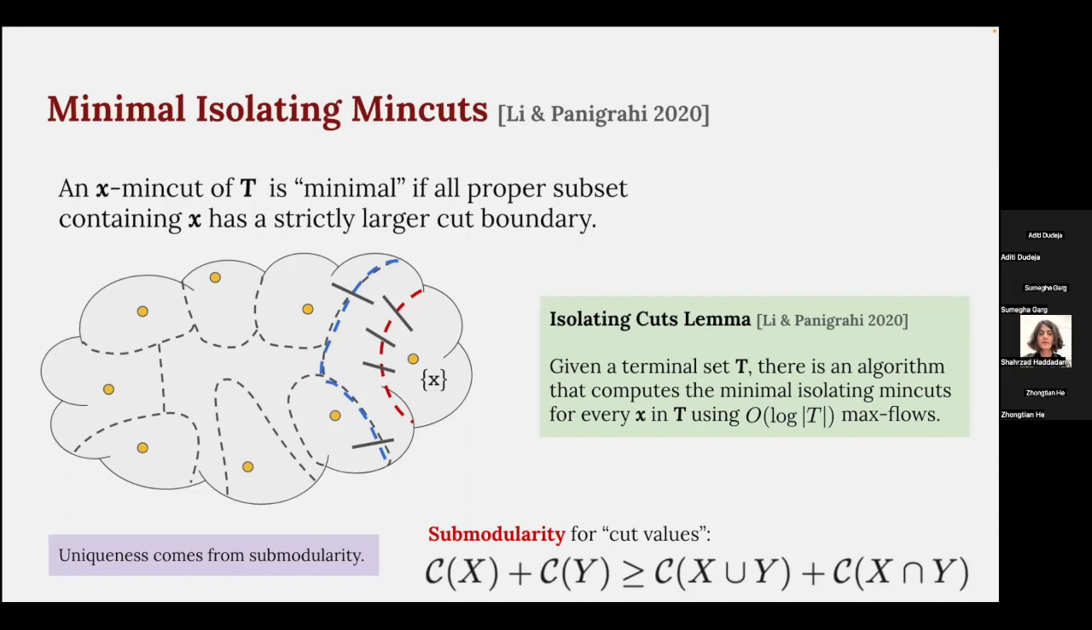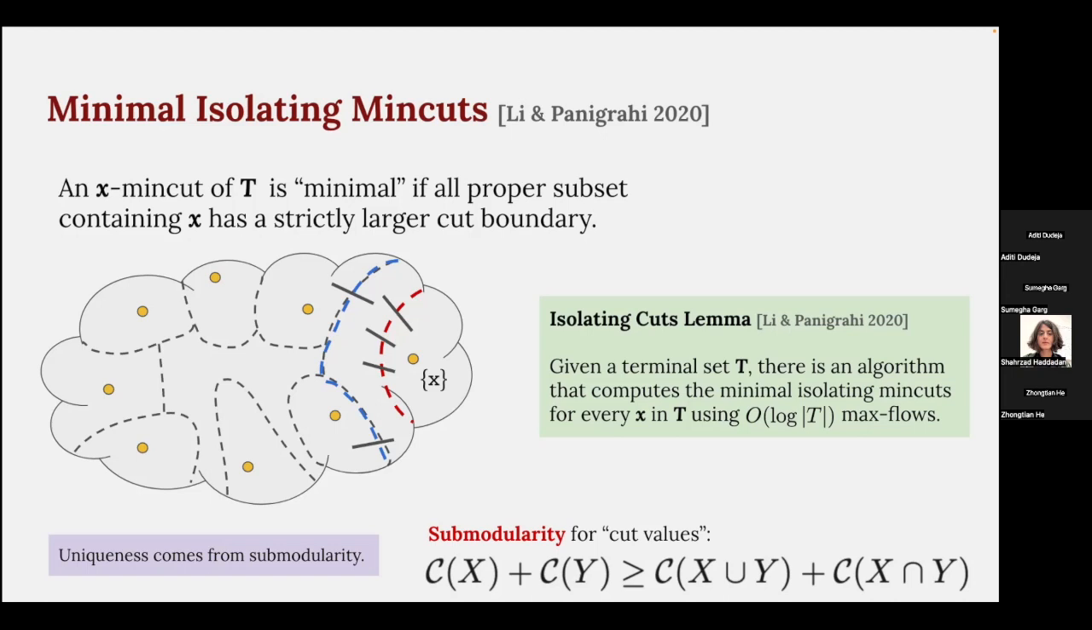Here, minimal means the following. Suppose this is a min cut of X. This blue line describes the min cut, and we can use a subset containing X, this part, one side of the cut, to represent this min cut. Minimal means the size of this part is minimal, so any proper subset has a strictly larger cut value.